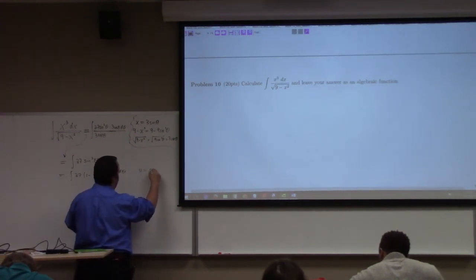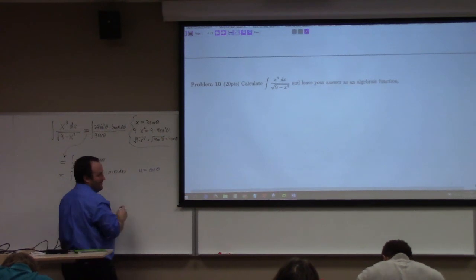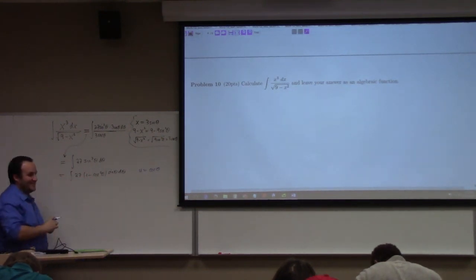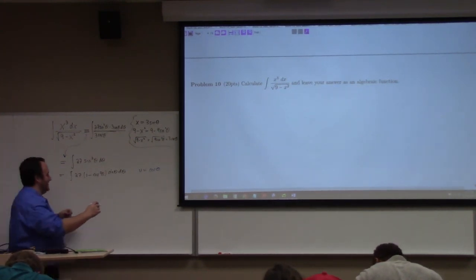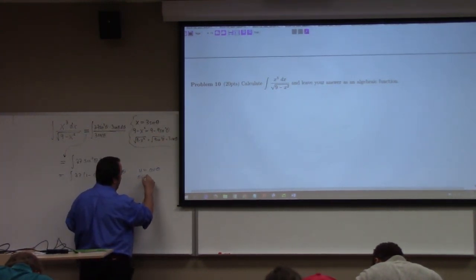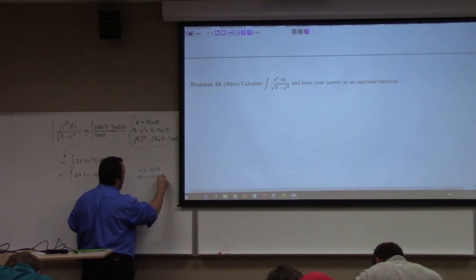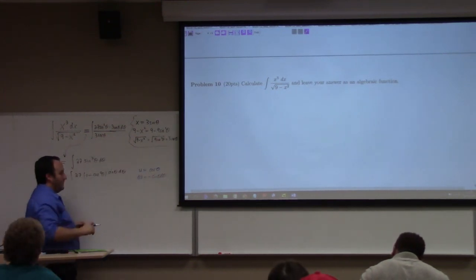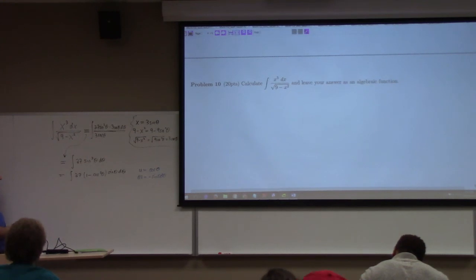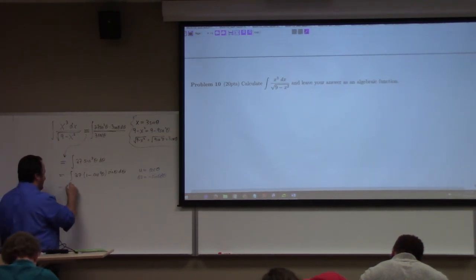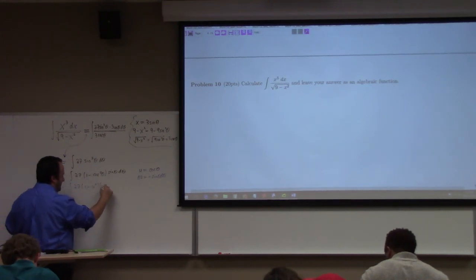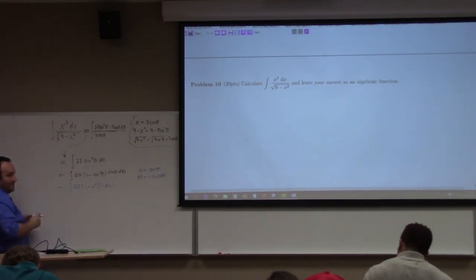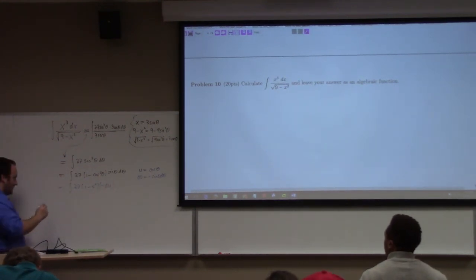What I should have done is asked you, what's your second guess? That's right, but it's too late. U equals cosine theta, du is minus sine theta d theta. And so what we've got here is the integral of 27 times 1 minus u squared times minus du. So you can integrate that.